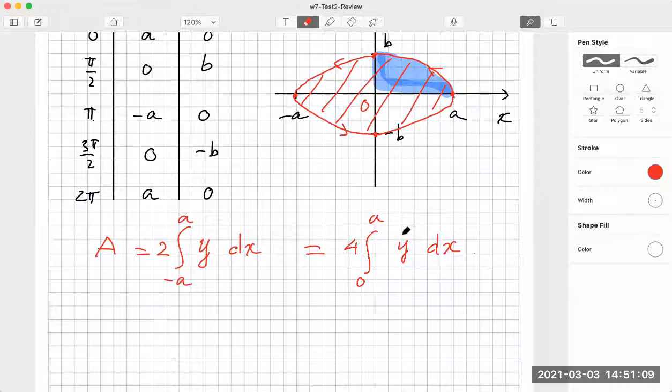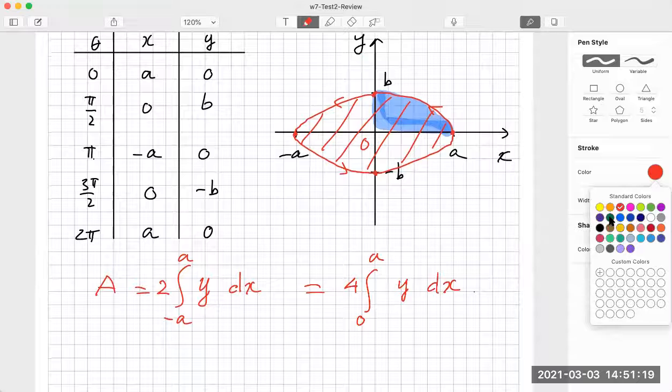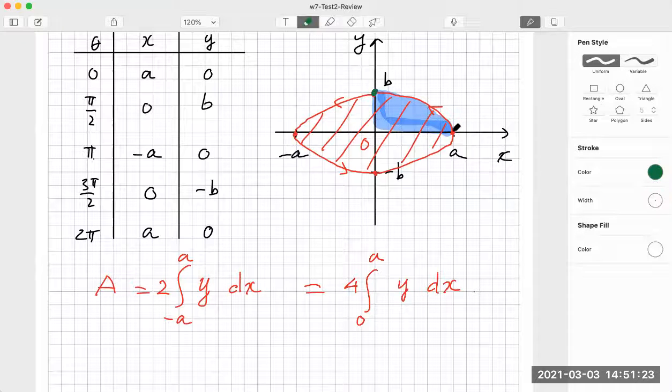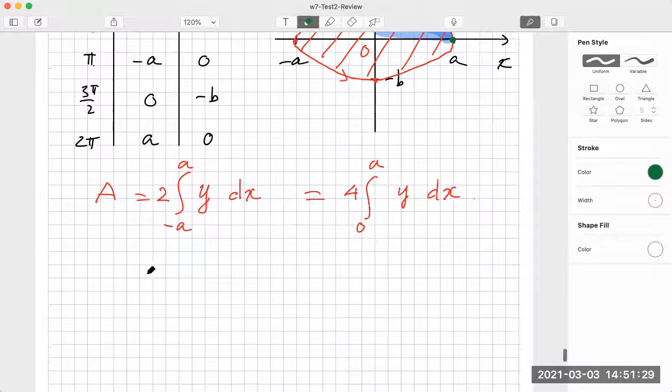But look at this. In Cartesian coordinates, x will run from 0 to a. But in the parametric equations, we want to write everything in terms of theta, right?